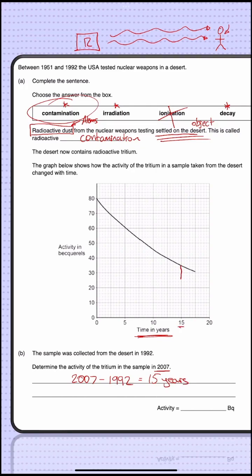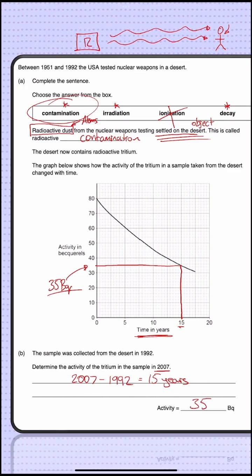You would get a ruler in your actual exams, and you want to find out the activity. So go here, and it's about halfway. If you draw this line correctly, it's about halfway there. So the answer is, yep, well done, 35 becquerels. Does that make sense, guys?